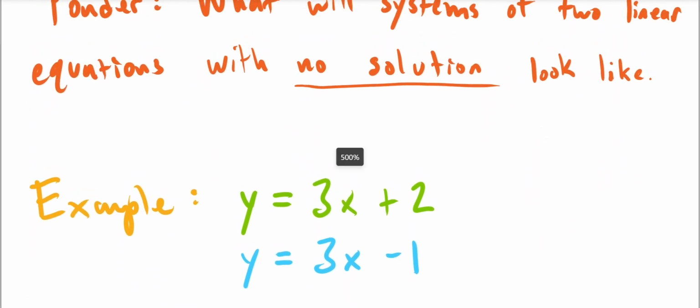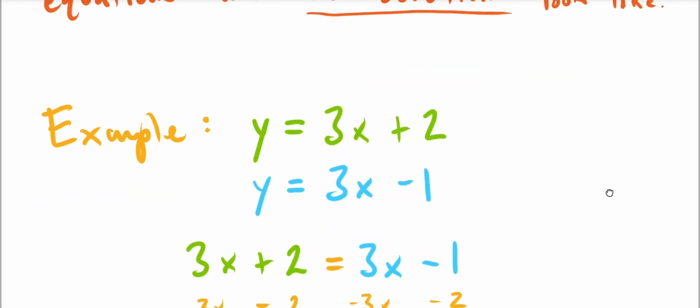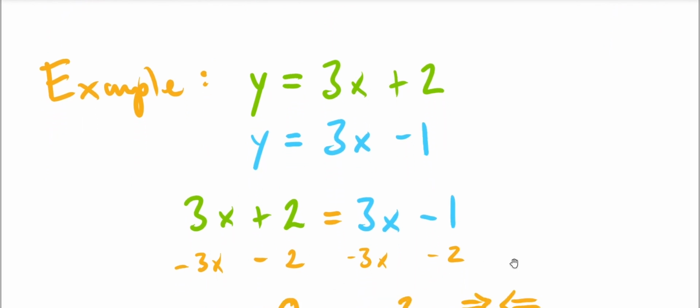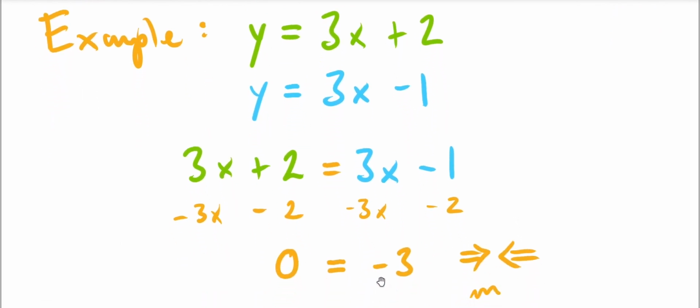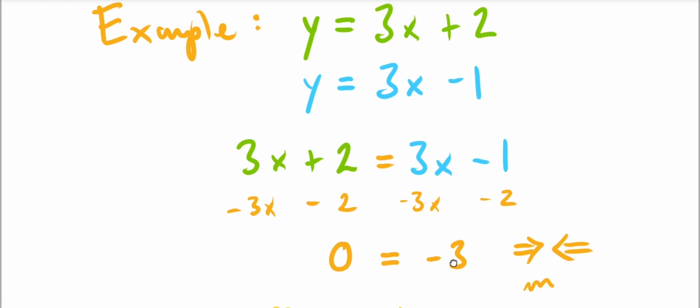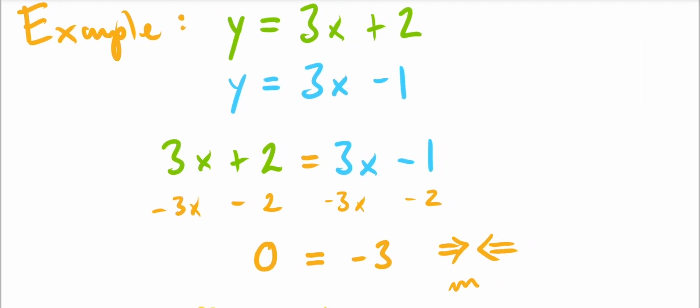Let's take a look at the system, y equals 3x plus 2, y equals 3x minus 1. Notice the matching in the slope parameter. If we try to solve this, we set them equal to each other. And what will we find? Well, minus the 2 over, minus the 3x over, I get 0 equals minus 3. Well, 0 is not minus 3. That's a contradiction. So what does this mean? Where did we make a mistake?